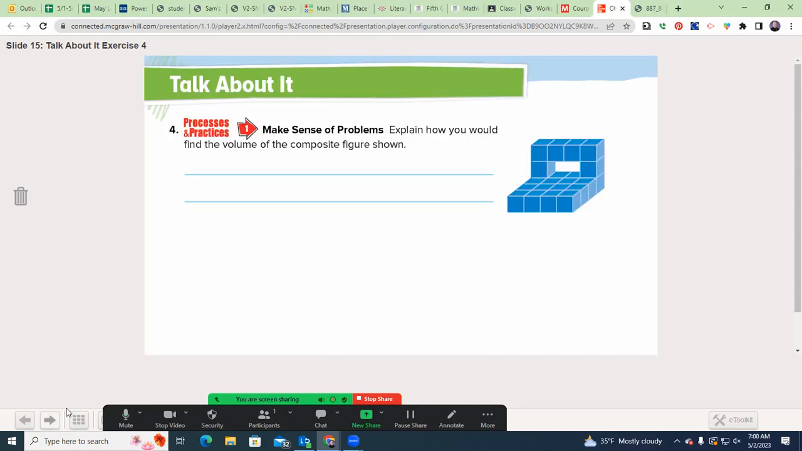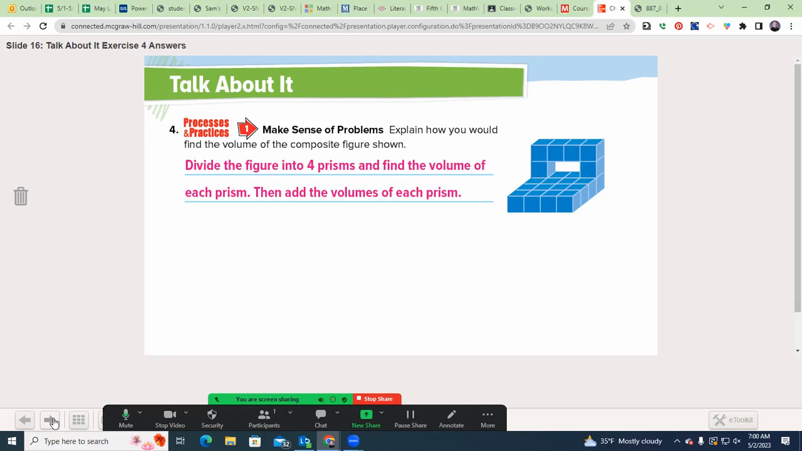Explain how I'd find the volume of the composite figure shown below. Well, let's see here. We have a 4 by 4 by 1, so that's going to give you 16. Then you have a 4 by 1 by 1 across the top. That's going to make it 20 overall. And then you have two individual 1 by 1 by 1s. You put them together and you get 22. So you have 4 prisms, 1, 2, 3, and 4. Add them all together.